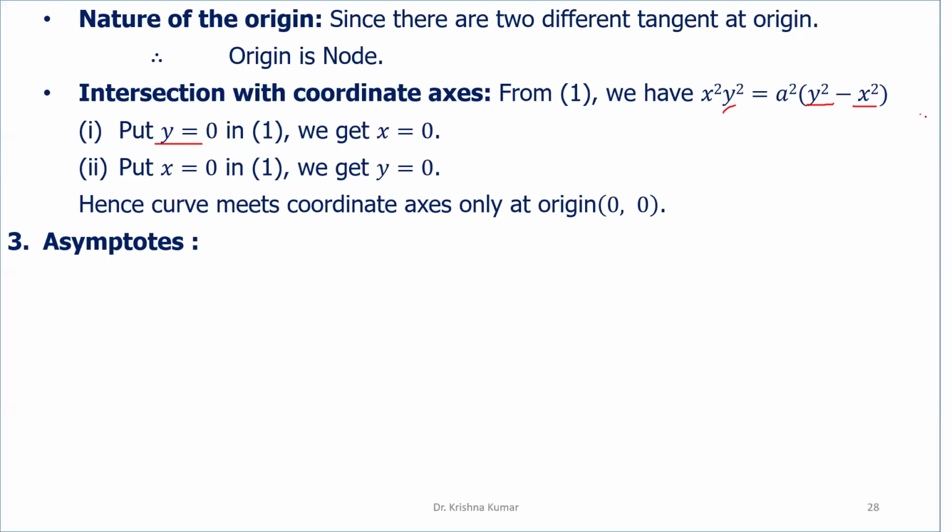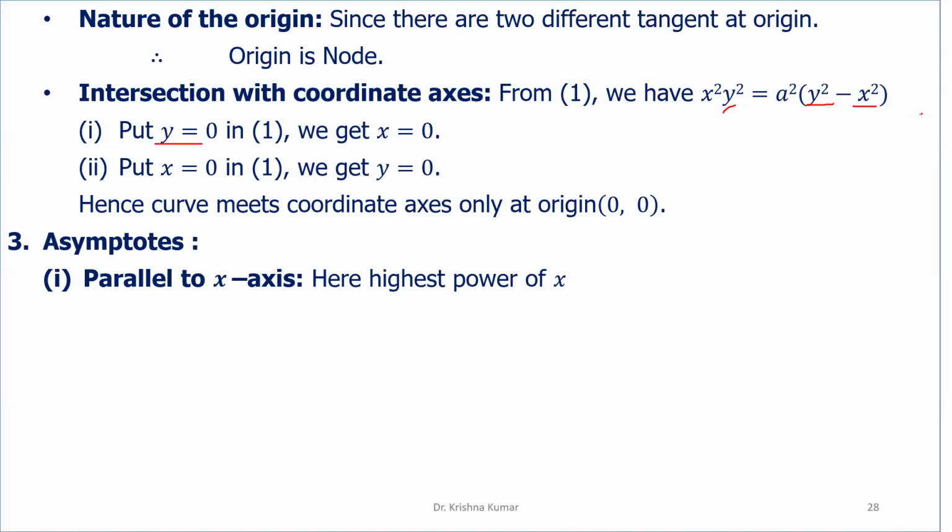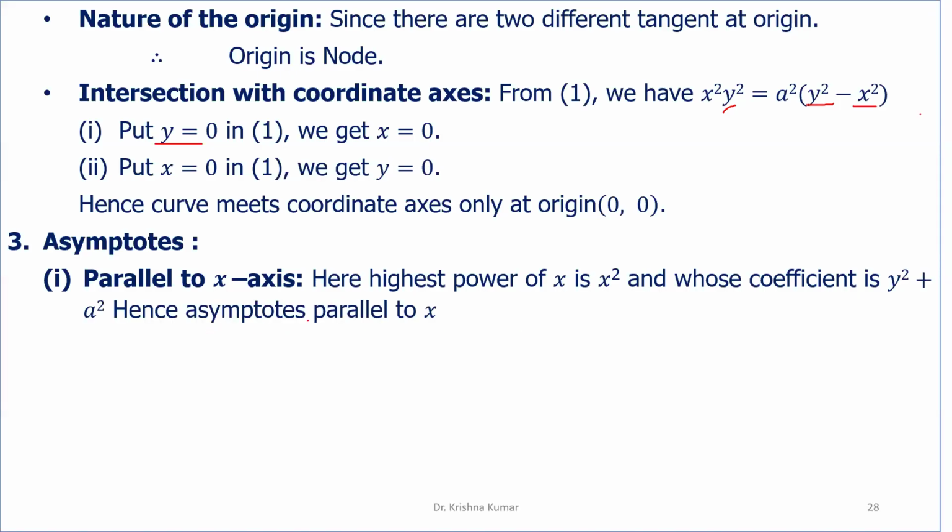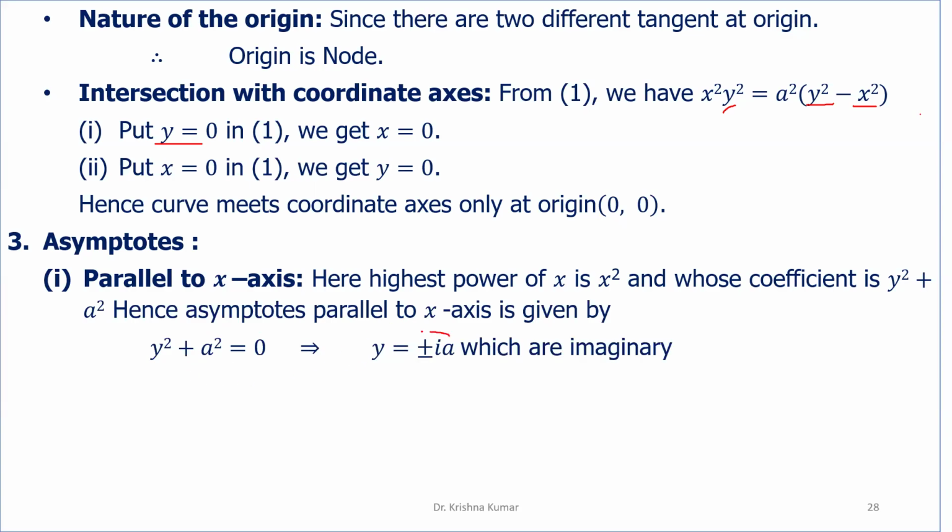Let us try to find out the asymptotes. Parallel to x-axis, the highest power of x is x², whose coefficient is y² + a². Hence, the asymptote parallel to x-axis is given by y² + a² = 0. If we simplify it, we get the imaginary asymptotes y = ±ai. And we know that there is no meaning of imaginary asymptotes, so we cannot consider these asymptotes. Second is asymptotes parallel to y-axis.